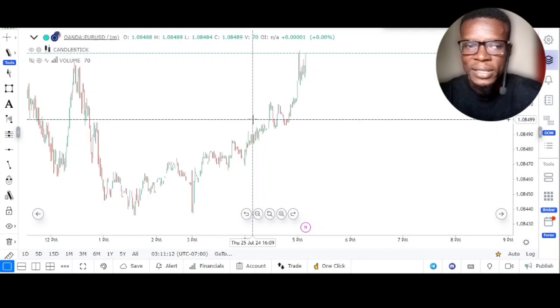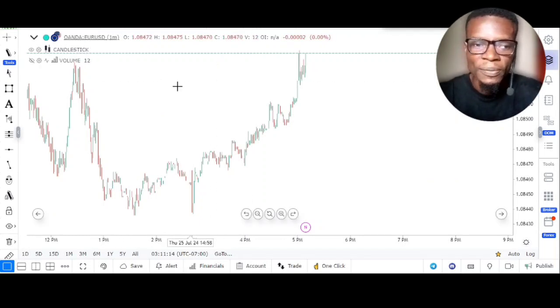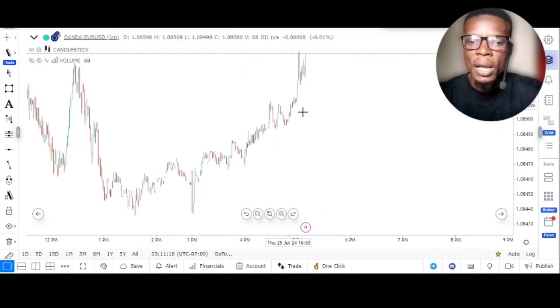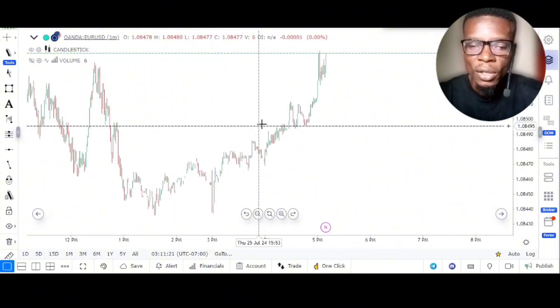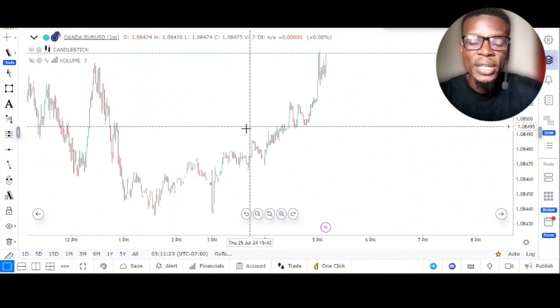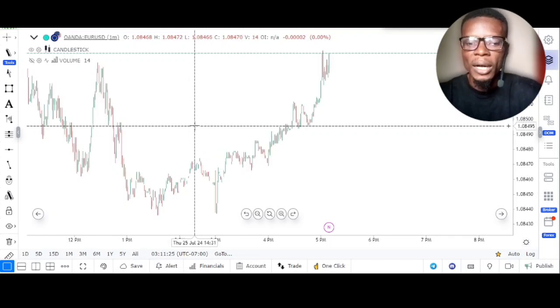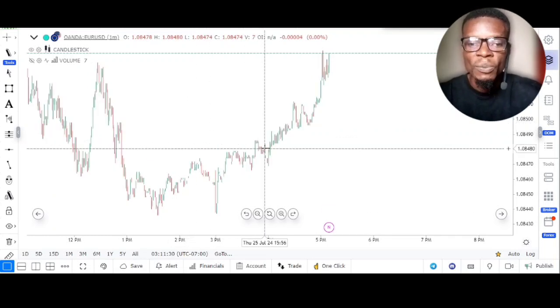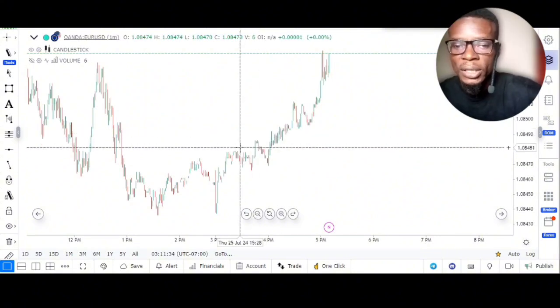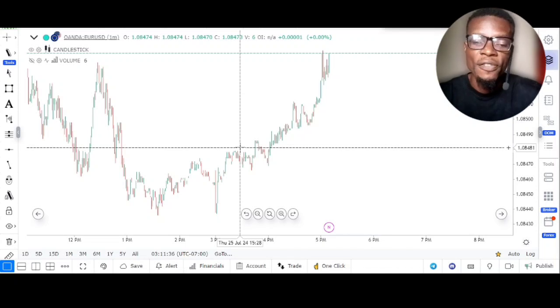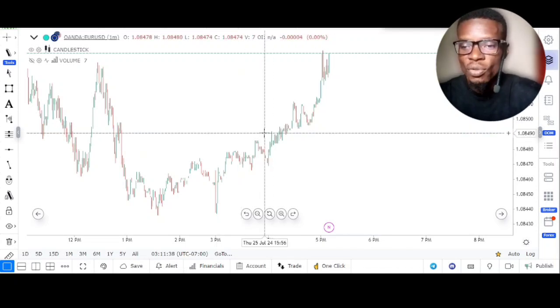So I'm going to be analyzing the Euro US dollar chart, and of course, this is the 1 minute time frame. The first thing we are going to need is to understand the trend, because as you already know, the trend is going to be your friend. So you need to know the direction of the trend so that you can know where to go. If the buyers are strong, then your positions should be in favor of the buyers. If the sellers are strong, then you should be considering trading in the direction of the sellers as well.